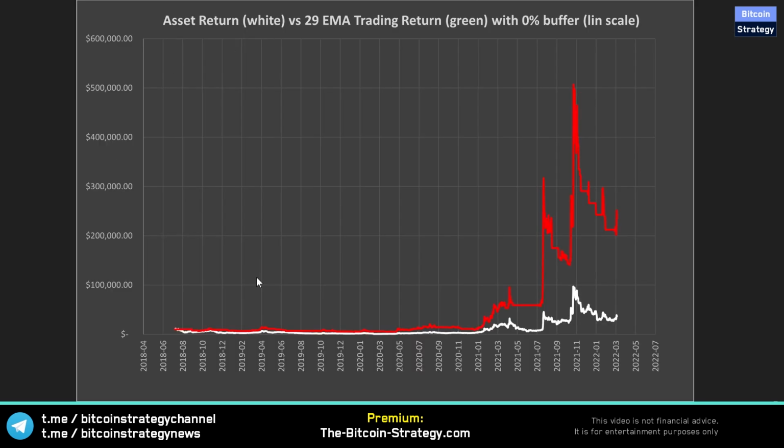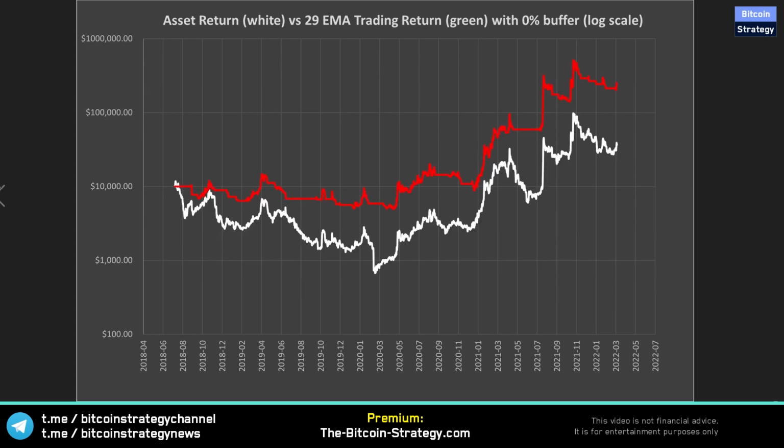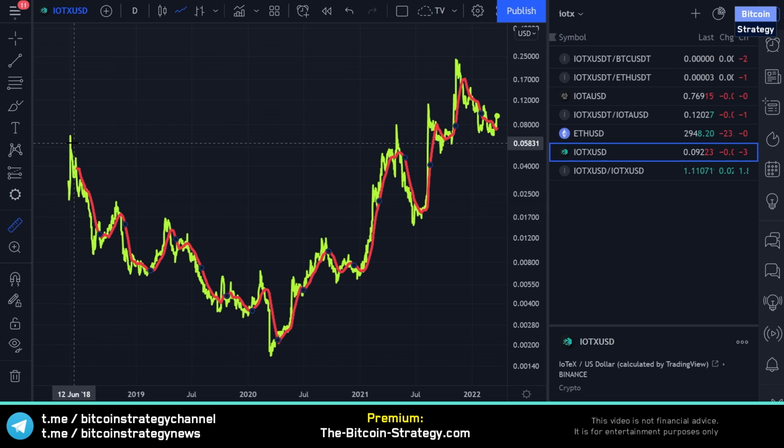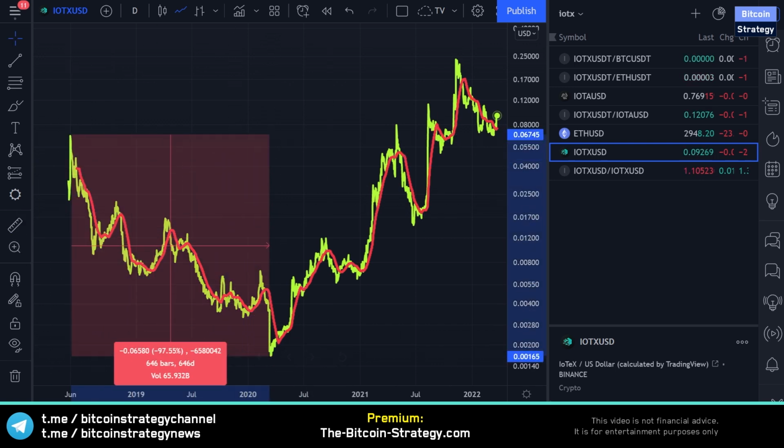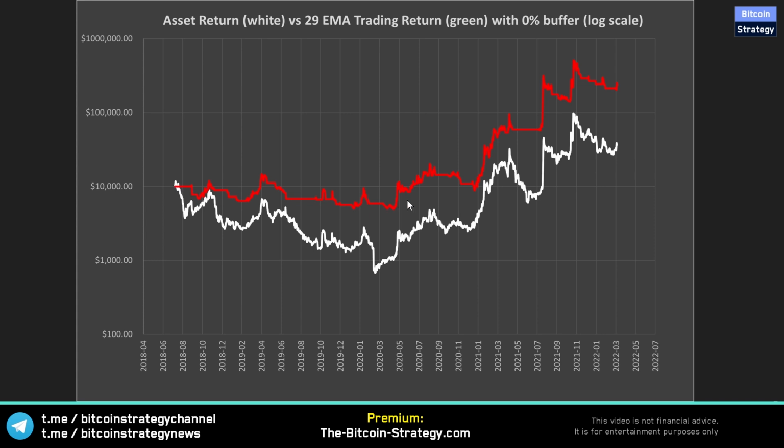Now, the problem with this chart here is that it's a linear scale, right? So it goes from 100K to 200K to 300K. Let's actually look at a logarithmic scale. So where we don't increase by a fixed amount, but by a factor. That's this chart over here. So this chart and this chart is the exact same thing. The only difference is the scale here. And by using this, we can actually see why this strategy outperforms. We are avoiding those really extended bear markets, right? We are reducing our exposure to the token when we are going down that massively. That's what's actually happening with this strategy.